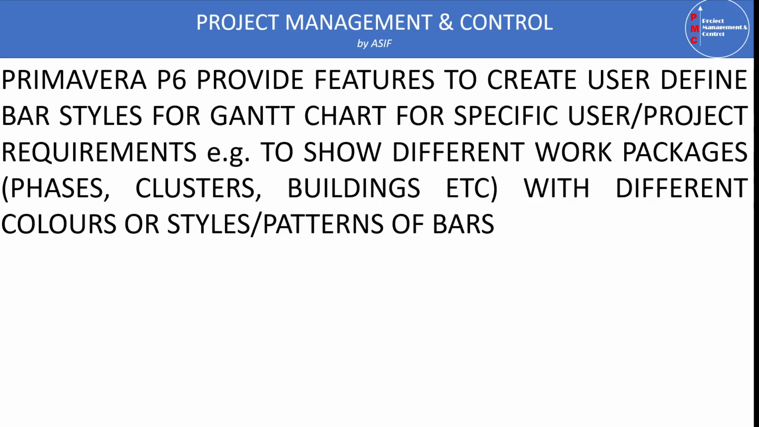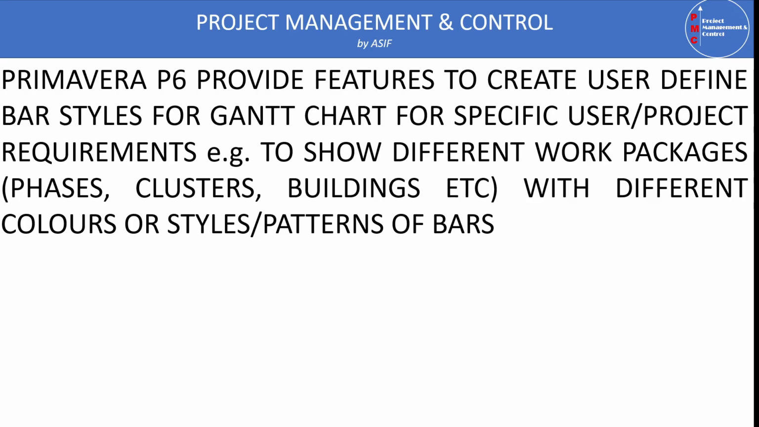For example, if our project consists of several work packages like different phases, clusters, different buildings, etc., we can make different bars for each phase or each cluster or each building. Similarly, if our project consists of only one building, we can make different bar styles, with different colors, styles or patterns, for each type.